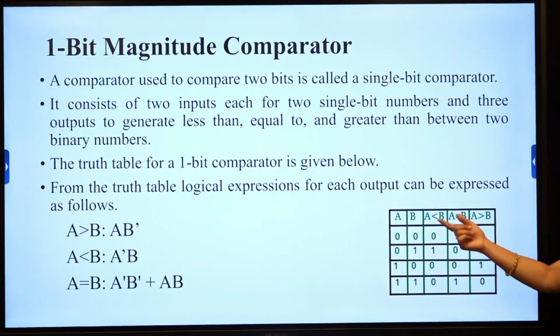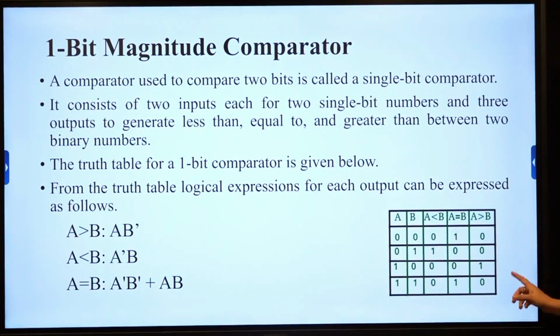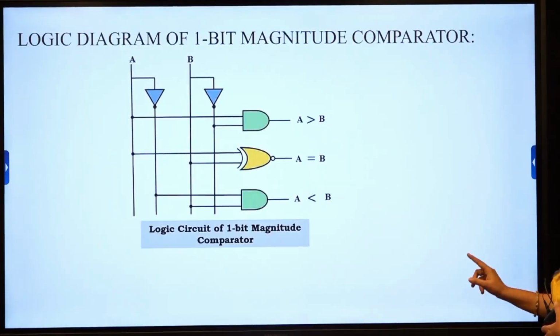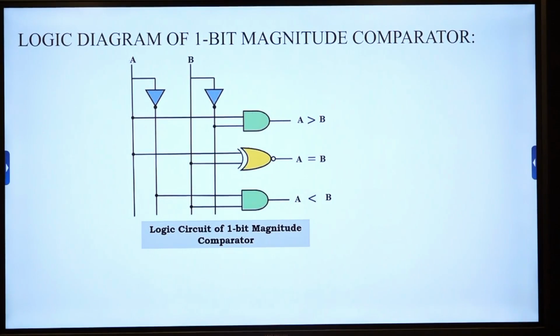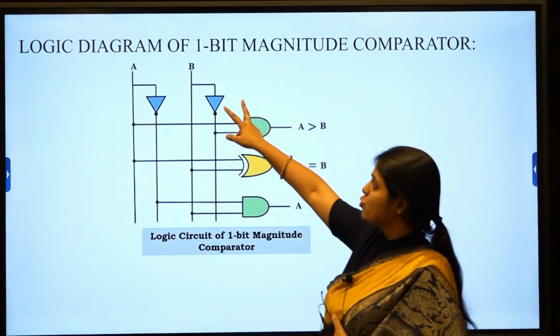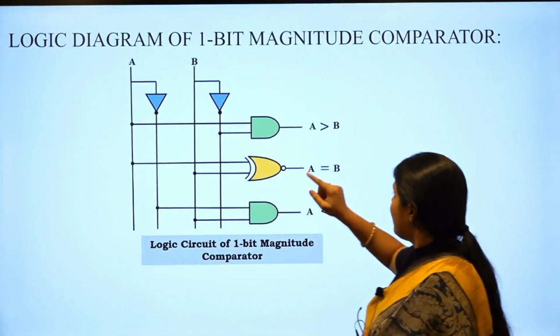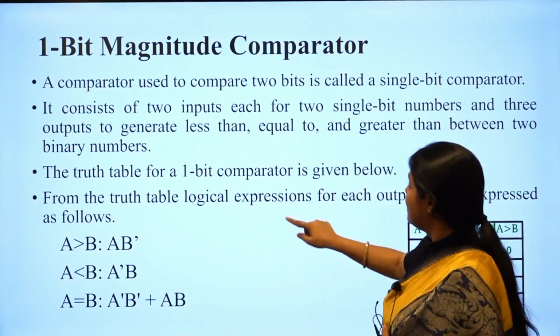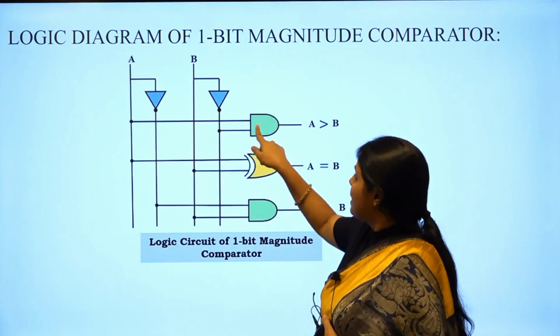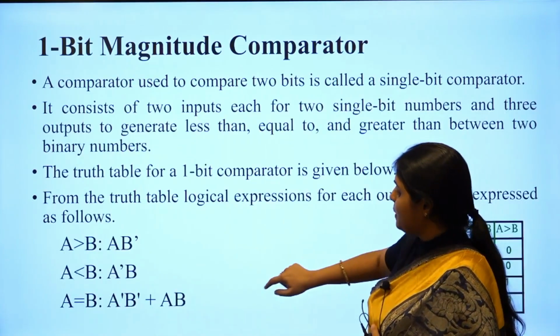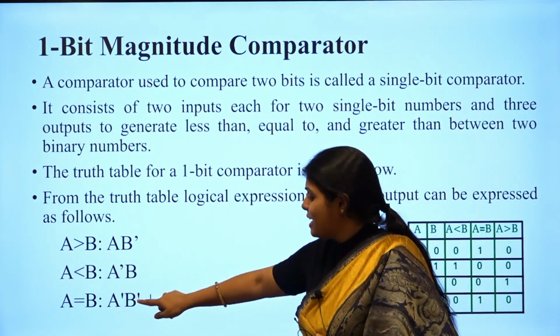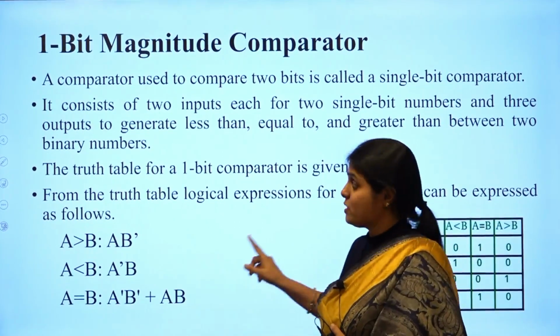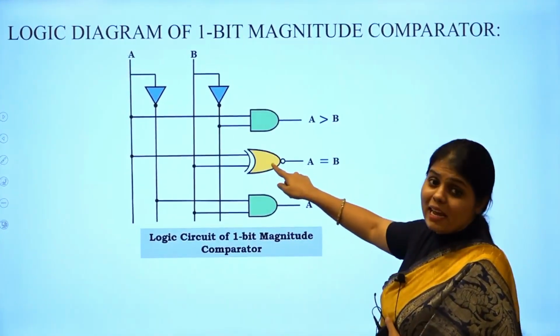So first we explained what a magnitude comparator is, then the 1 bit magnitude comparator and its truth table, followed by the logical expressions. Using those logical expressions, we are going to draw the logic diagram. As you can see, I have taken 2 bits and the inversion of them. First is A greater than B, which is A and B bar. For A equal to B, it is A bar B bar plus AB, which is an XNOR gate, and hence I have taken an XNOR.